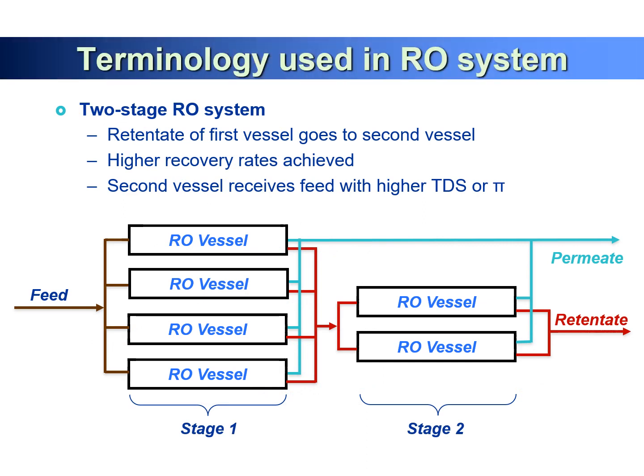So let's look at the second stage, the two-stage RO system. Retentate of the first vessel goes to the second vessel. So this is stage 1, stage 2. The retentate from the first vessels goes to the second vessels, and a higher recovery rate can be achieved, and the second vessel receives a feed with higher TDS and osmotic pressure. That's the reason why we can have better water recovery. When you have a high concentration, concentration polarization is higher, and then we utilize the second pass, and then the salt concentration is mixed, your concentration polarization will be lower, and we can recover more from your feed.